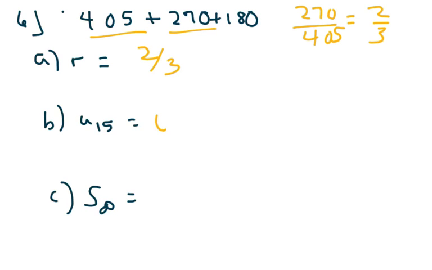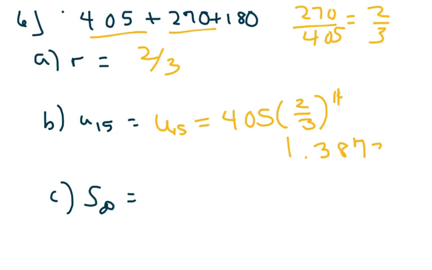Now I'm going to find the 15th term, which is 405. Just using my formula. And it's going to be to the 14th. And when you work this out, you get 1.38732.